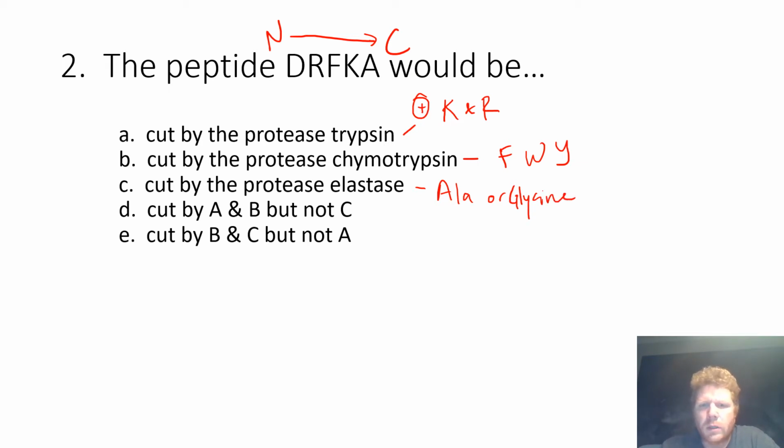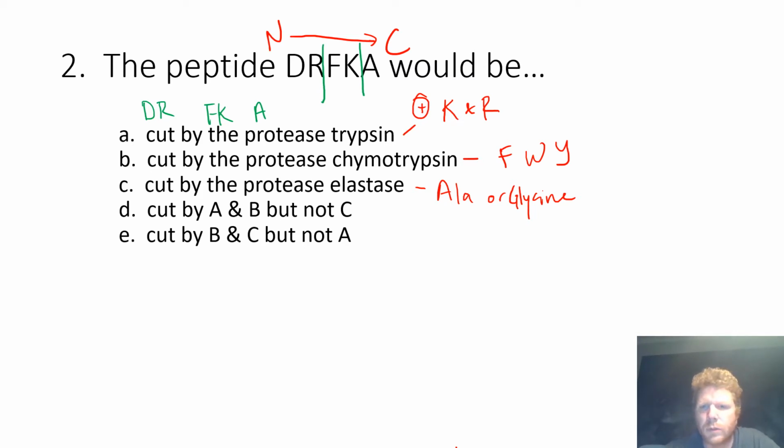Now when we look at this answer option and look at the identity of all of our different amino acids in this peptide, we can ask ourselves, is trypsin going to cut? Do we see what we need for trypsin? Yes, we do. DR. After that R, trypsin is going to cut. After that K, trypsin is going to cut. So if we subjected this to trypsin digestion, it would be a DR dipeptide, FK dipeptide, and an alanine monopeptide, or the single free amino acid.